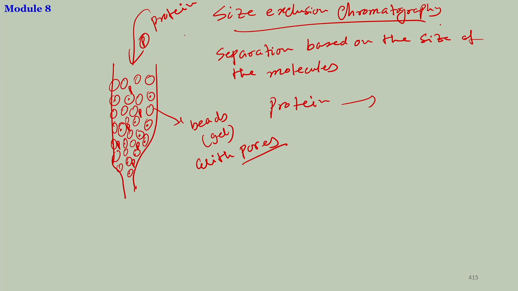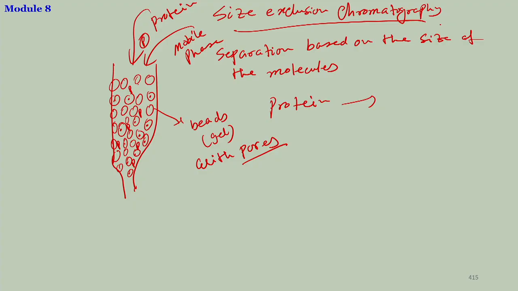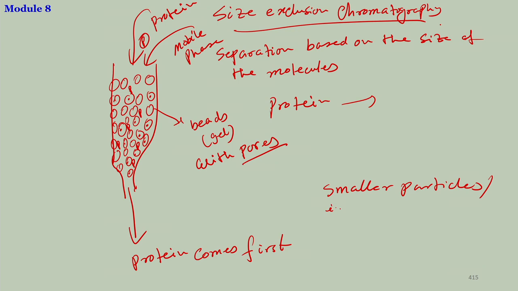Now, you inject some mobile phase. Mobile phase means solvent. And the solvent is large in quantity, so you push through. What will happen? Whatever was not inside, the P, will come out immediately. If you push something, they will flush out basically. So, the protein comes first, because it was not trapped inside. The smaller particles or impurities are inside the pores.